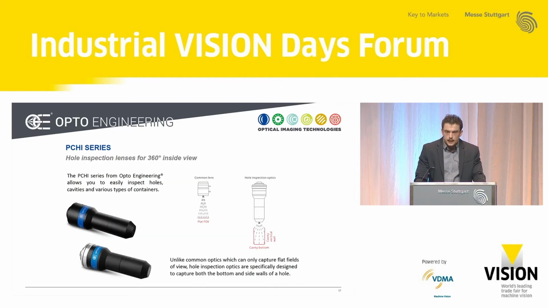There is also a second type of inner inspection lenses represented by our PCHI series. In this case, let's say the approach is slightly different because these optics are designed to acquire a curved field of view, as you can see in the scheme on the right side of the slide. So instead of acquiring a flat field of view, as basically standard optics do, they acquire a curved one, allowing you to inspect the bottom and inner sides of the cavities without introducing the lens in this case.